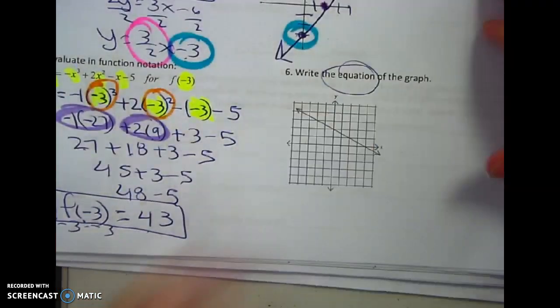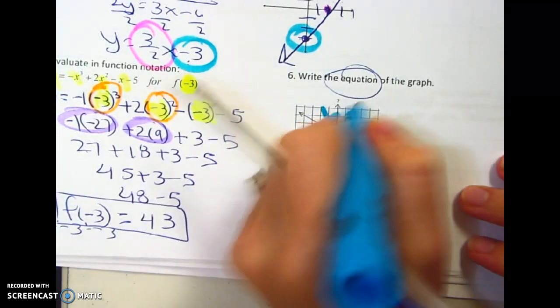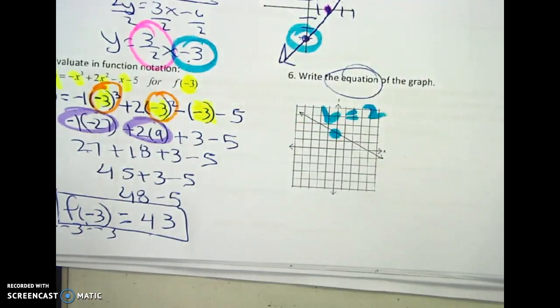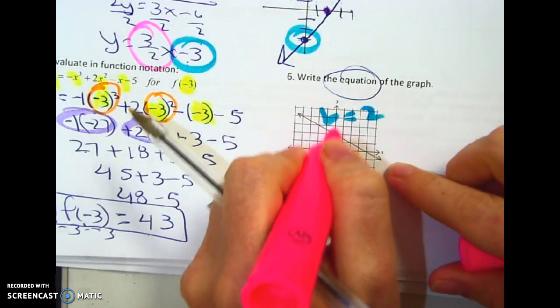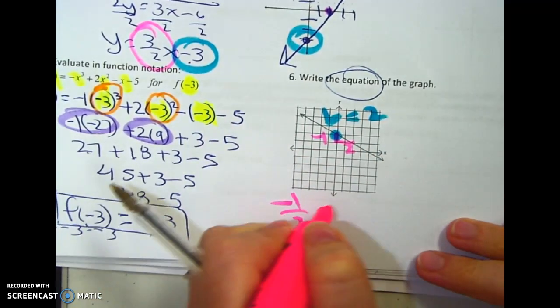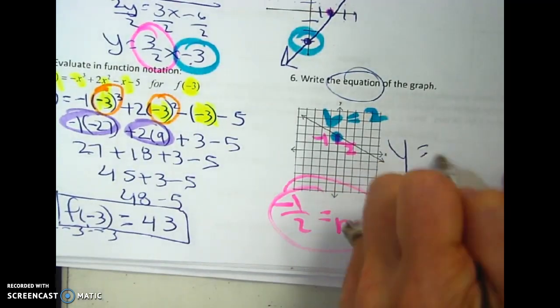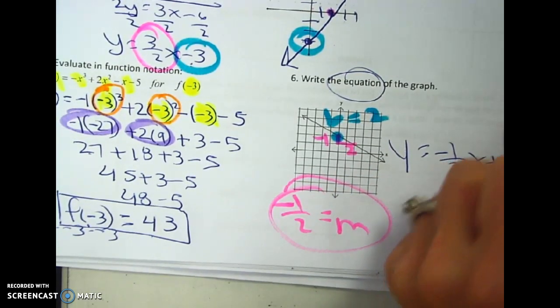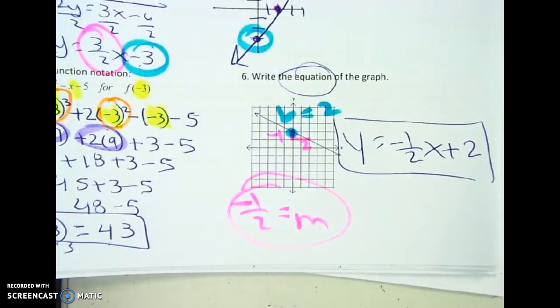It says find the equation. I need two things for equation. I need m and b. Here's my b. I know for my m, I either go up and right or down and right. So I'm going to go down 1 and right 2. So -1/2 is my slope. So I have my m. Y equals -1/2 x plus 2. Let me move that over so you can see it. Okay, that's the first page of the quiz.